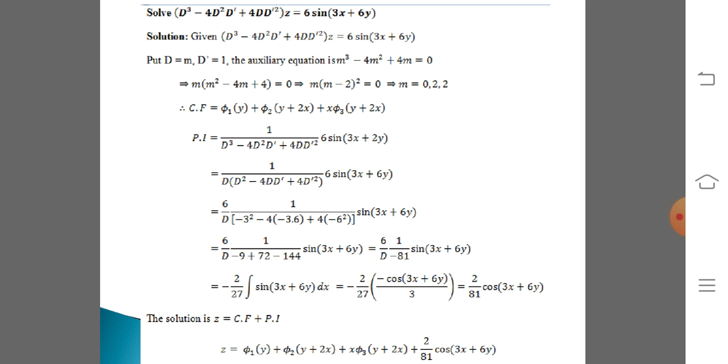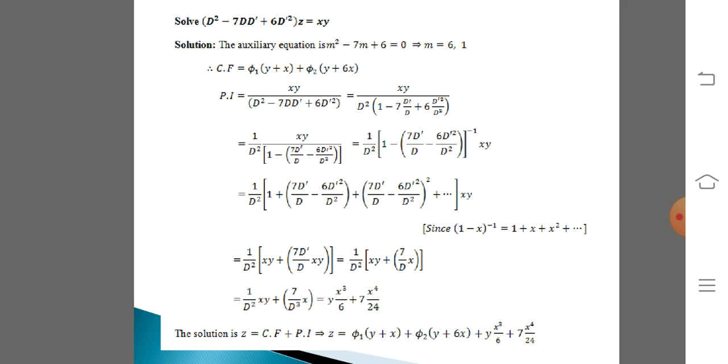Therefore the solution is z equal to CF plus PI, that is z equal to phi 1 of y plus 2x, plus phi 2 of y plus 2x, plus x phi 3 of y plus 2x, plus PI, which is 2 by 81 cos of 3x plus 6y.